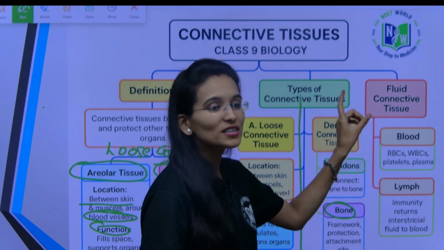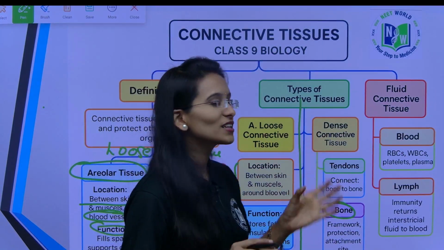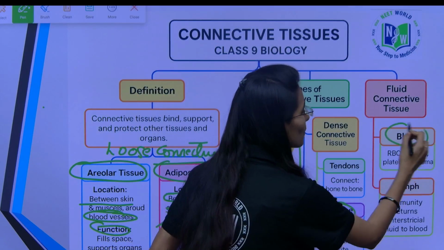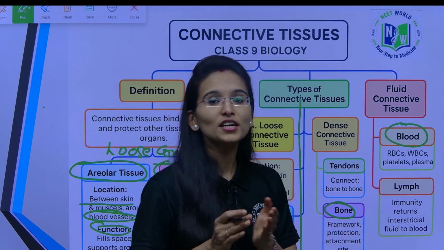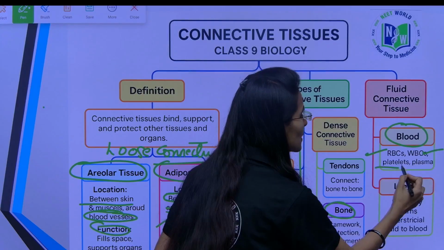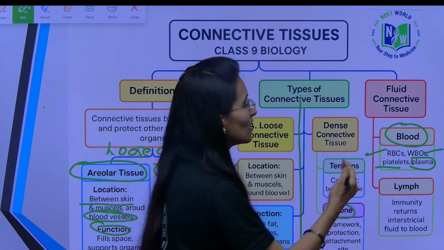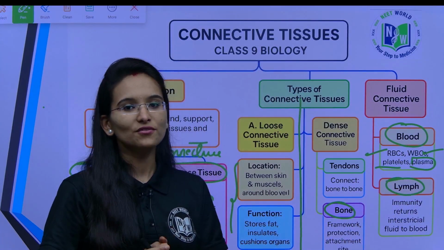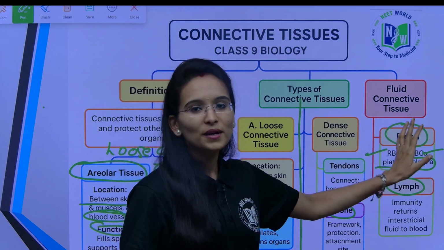And next coming towards the last type of tissue, that is called fluid connective tissue. In the fluid connective tissue, we need to focus extremely on the blood. The blood is a fluid connective tissue. Under this, we need to study four important components: RBCs, WBCs, platelets, and plasma. You have to focus on all of these. Among these, one more tissue you also need to study, that is lymph. But mostly the questions are asked from the blood tissue itself.